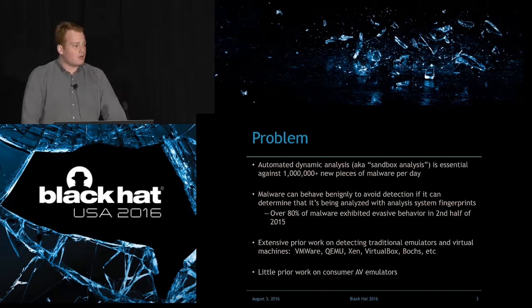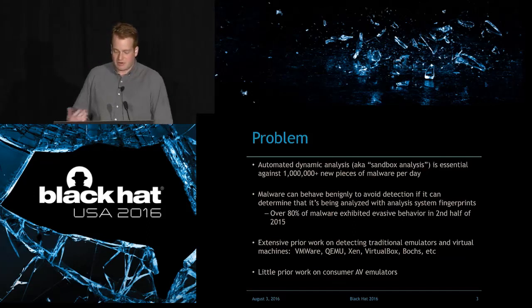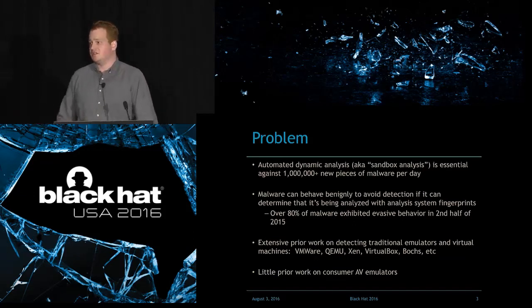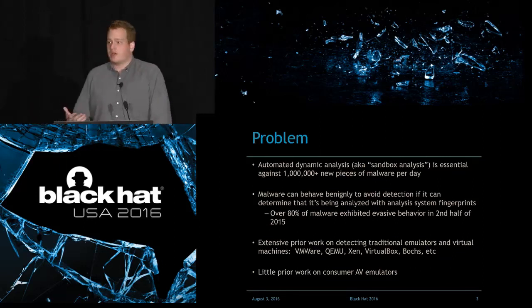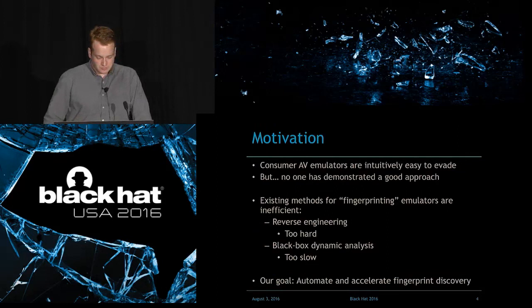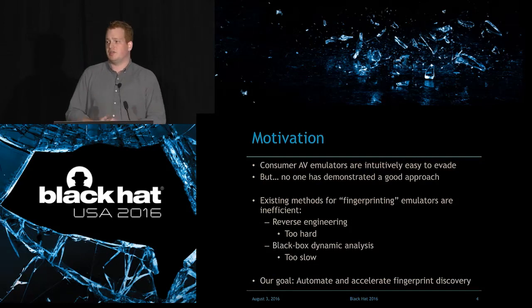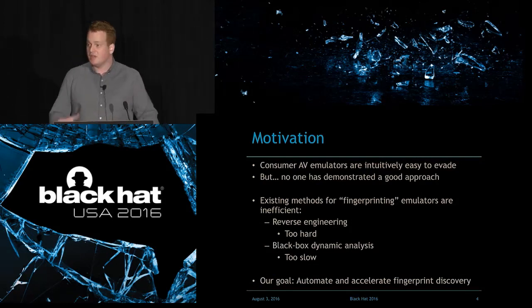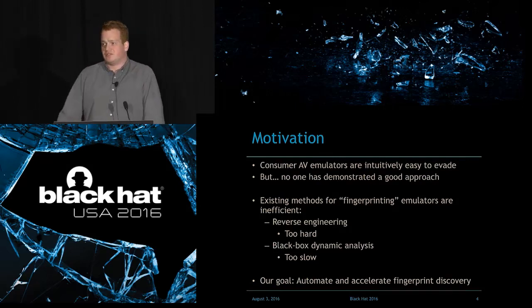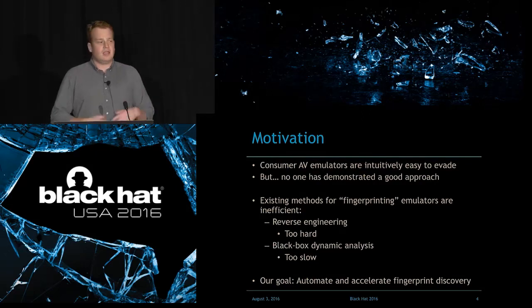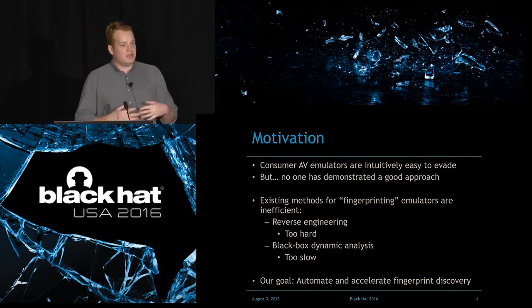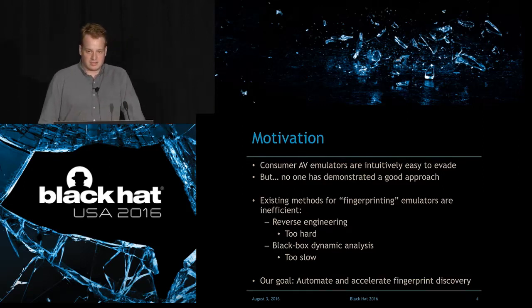So there's been a lot of prior work on detecting things like VMware, QEMU, Xen, these high-end emulators, these things you use to actually do your own malware analysis, run a debugger. But there's been little prior work on consumer AV emulators. What I'm talking about is the emulators built into consumer AV products to protect your computers at home. These systems are intuitively easy to evade. I've talked about this work many times to people, and they said, "Oh, well, that's super easy. It's a cakewalk." And that's true, but no one has actually gone and done this work and shown ways of detecting these systems.